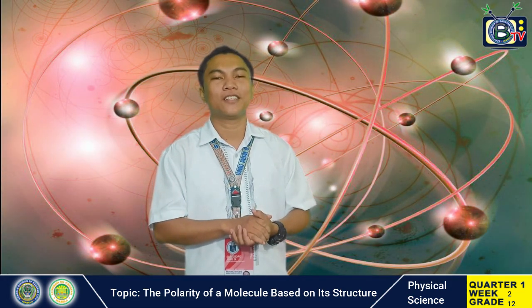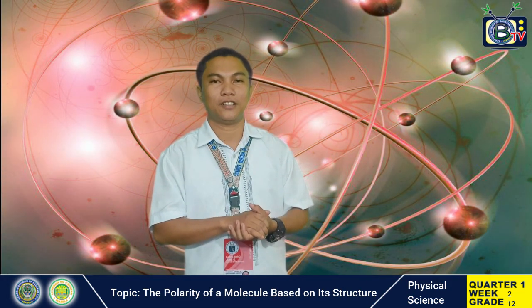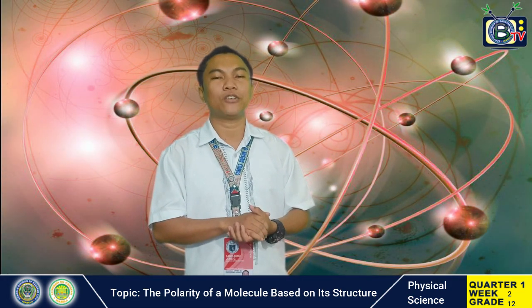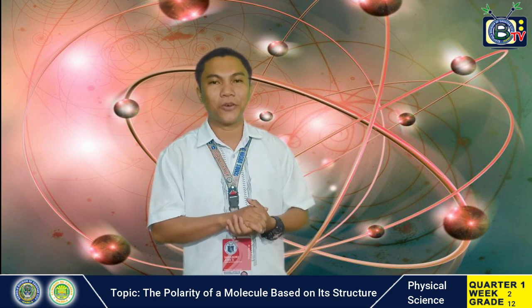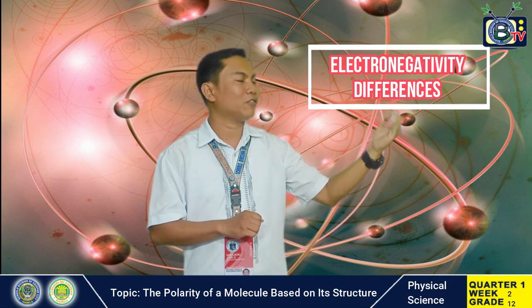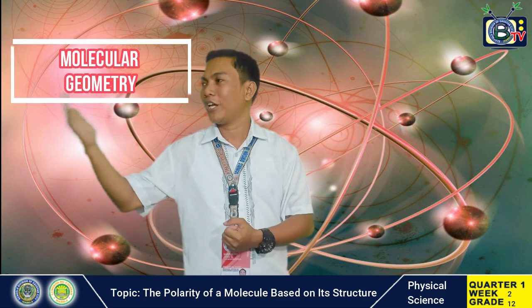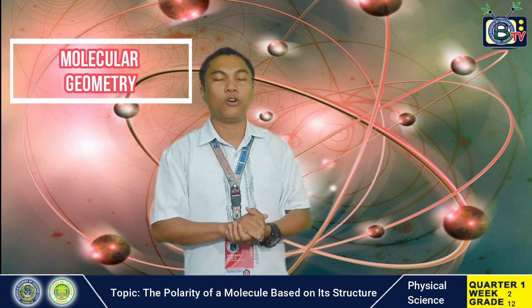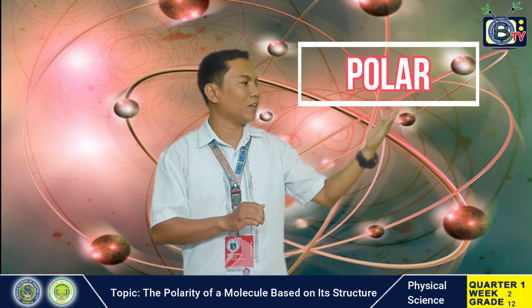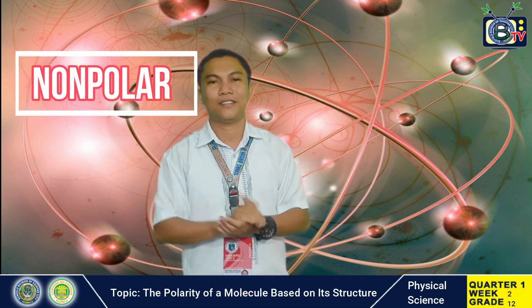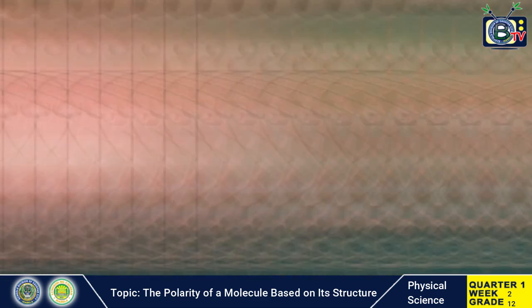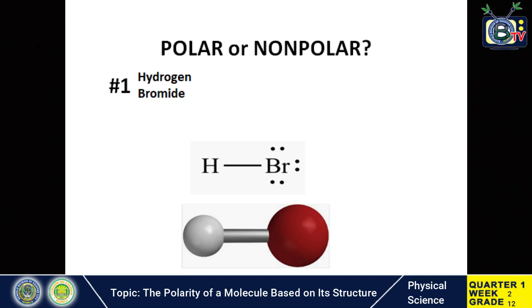At this point, turn your module to page 13. Determine the bond polarity of the following compounds based on electronegativity differences and molecular geometry. You will only write the word polar or non-polar. Are you ready? Number 1. Hydrogen bromide or HBr. Is it polar or non-polar?